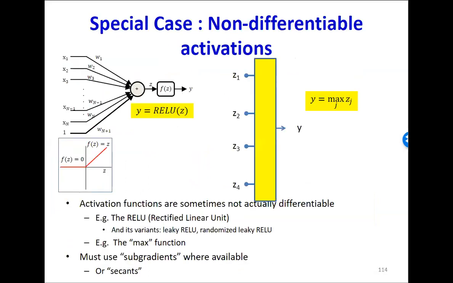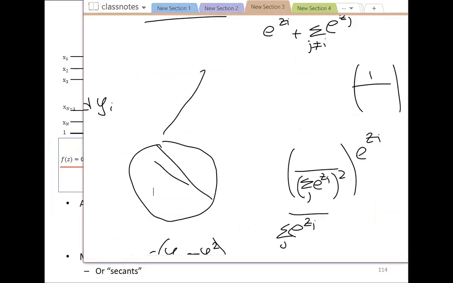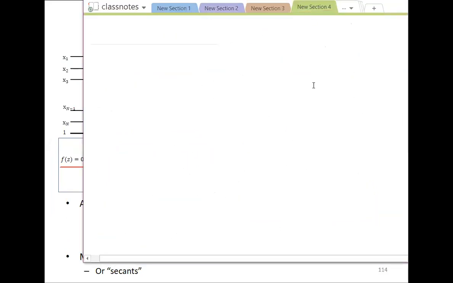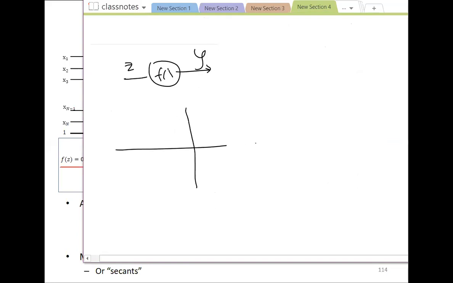Now here's another case, let's look at the ReLU, right? We've assumed that our activation functions are differentiable. So each neuron had a z, you had a function f, and you got a y. And we assume that the function f is differentiable. But the ReLU has this property. It looks like so till here, and then like so over here.